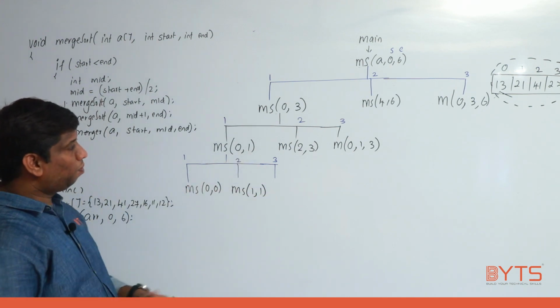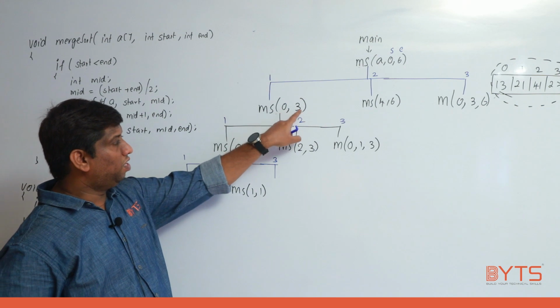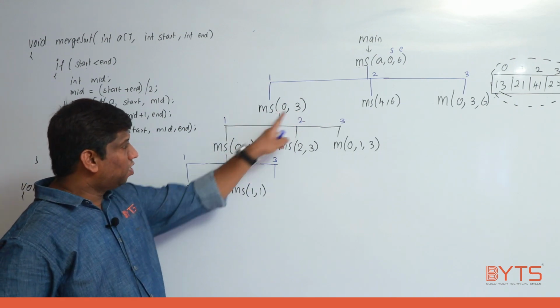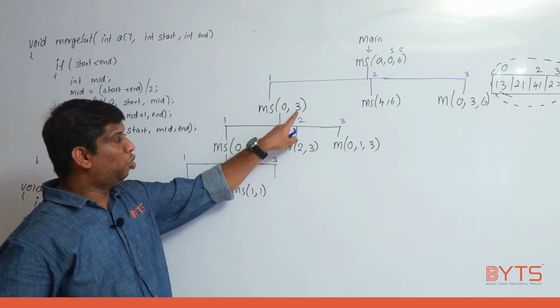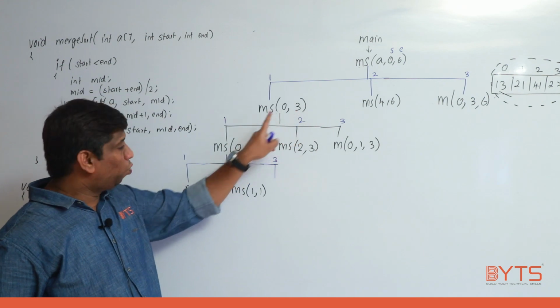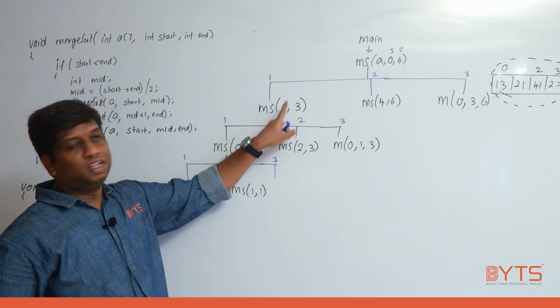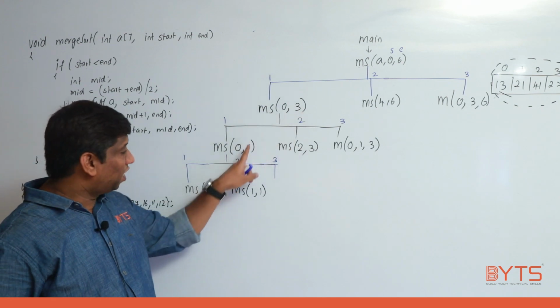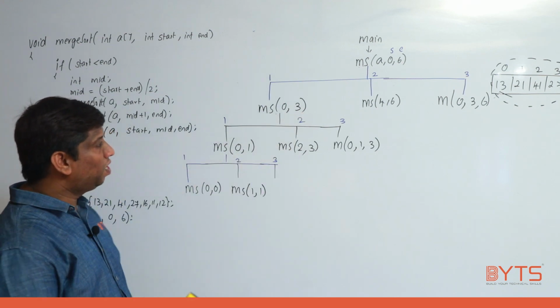See, always remember 0 is start, 3 is end. That 0 start came here, 3 came here. 0 plus 3, 3, 3 by 2 is 1. 1 came here, 1 plus 1, 2. Always remember, that's how it happens.